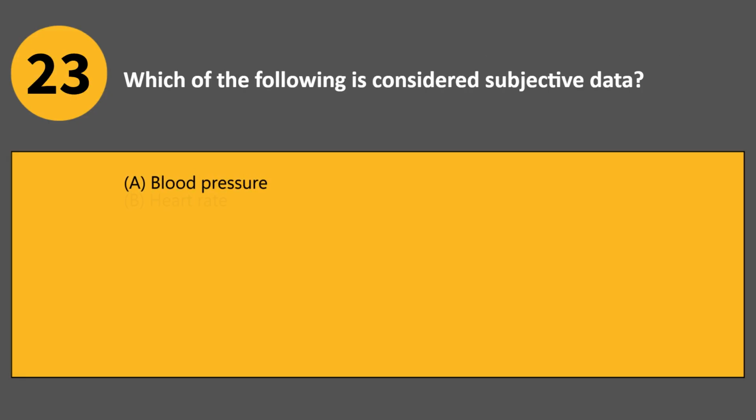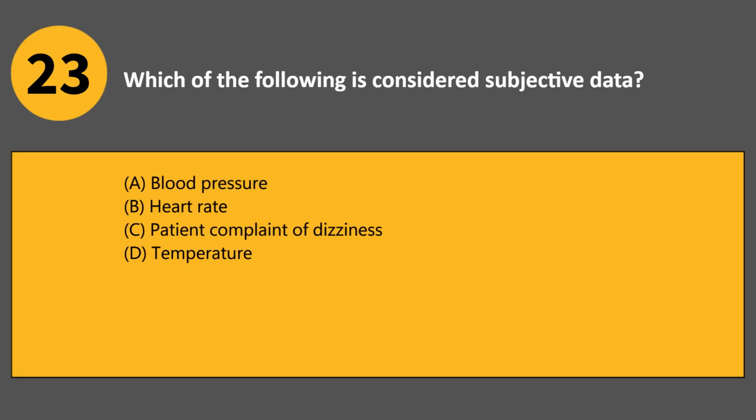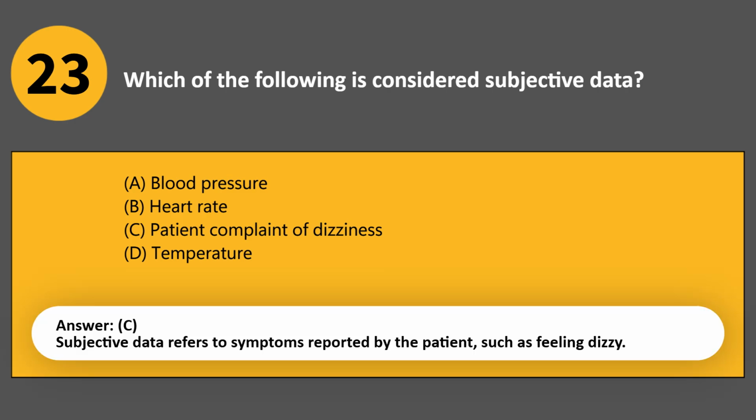Which of the following is considered subjective data? A. Blood pressure. B. Heart rate. C. Patient complaint of dizziness. D. Temperature. Answer C. Subjective data refers to symptoms reported by the patient, such as feeling dizzy.